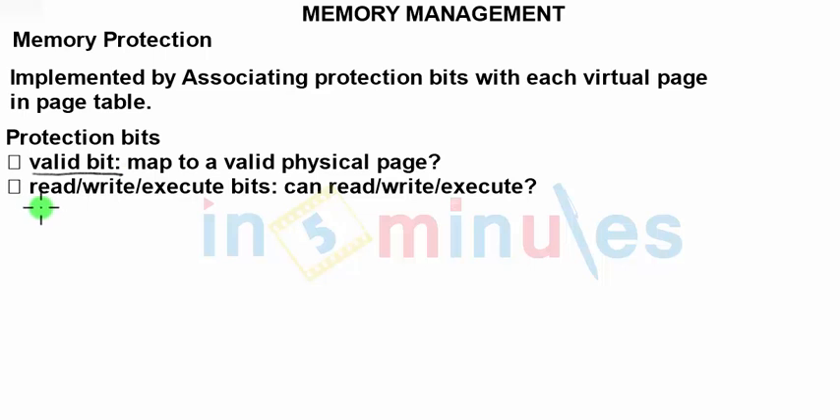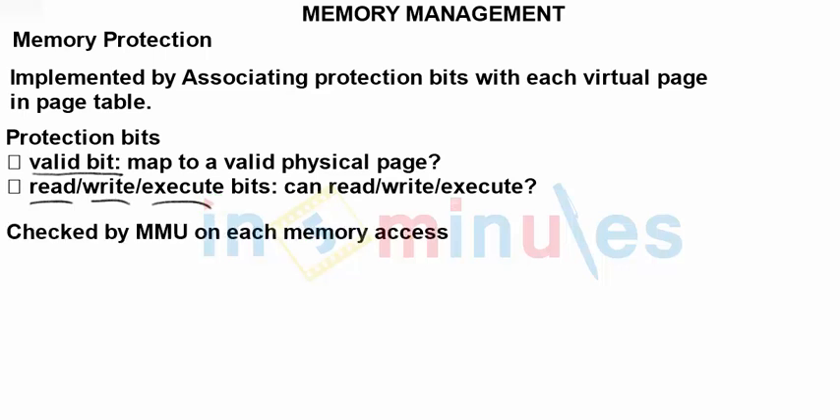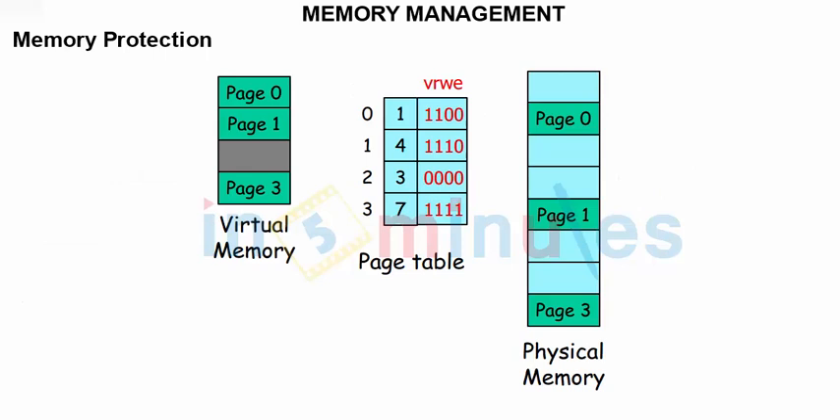The other three bits are read, write, and execute. If they are 1, the page is readable, writable, or executable; if they are 0, it is not. Let's try to understand this concept in the easiest manner. Let's see what we have right now over here. We have a virtual memory, a page table, and the physical memory. Now if I number the frames 0, 1, 2, 3, 4, 5, 6 and 7, so 8 frames, 0 to 7, let's see the mappings here.